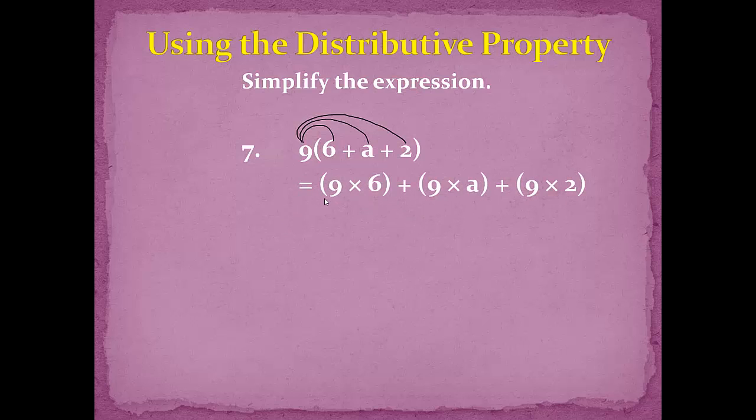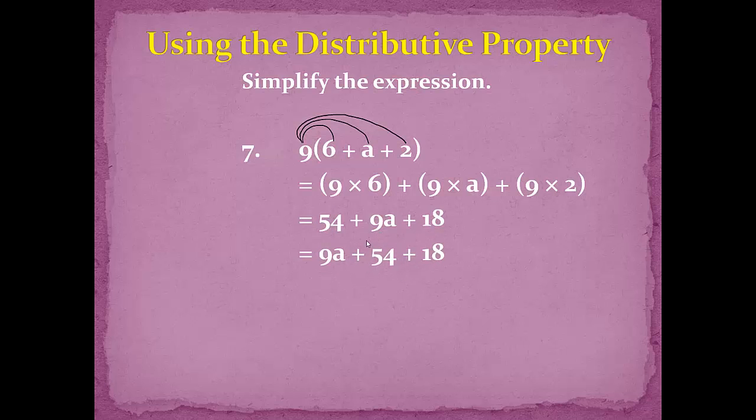This would be equal to the quantity 9 times 6 plus the quantity 9 times a plus the quantity 9 times 2. So I do this the same as I did all the other ones, except I just have 3 parentheses this time instead of just 2. 9 times 6 is 54. 9 times a is 9a. And 9 times 2 is 18. So this will be equal to 54 plus 9a plus 18.